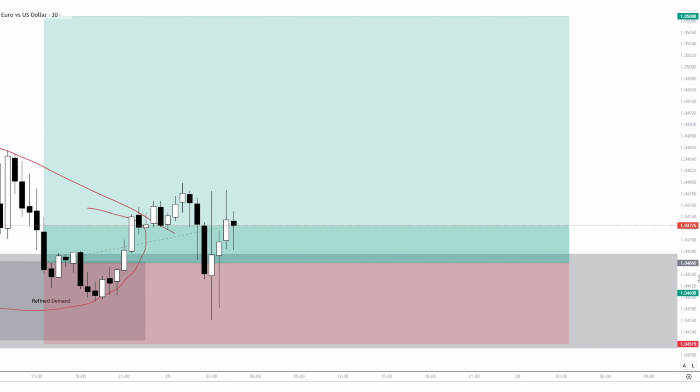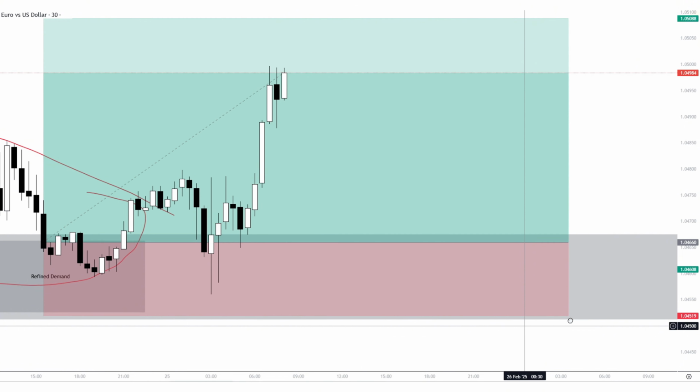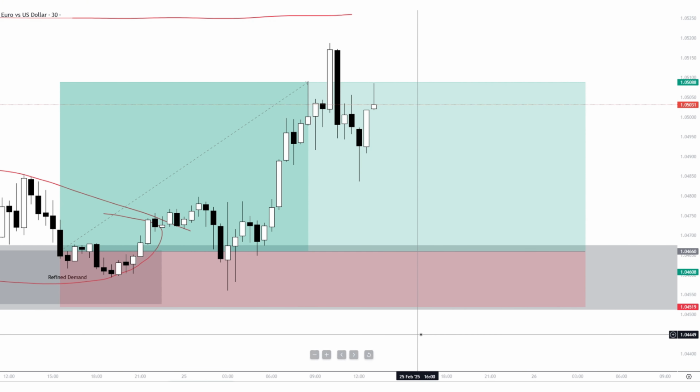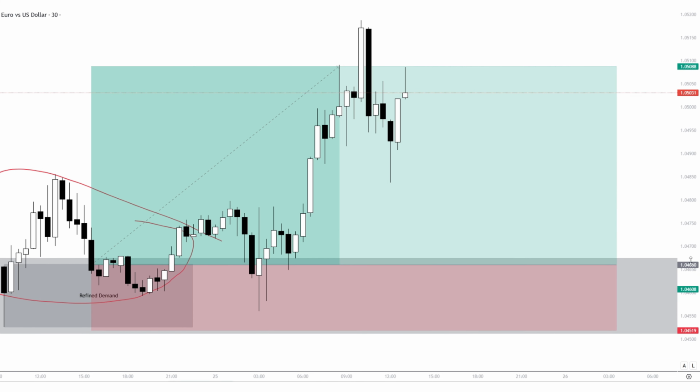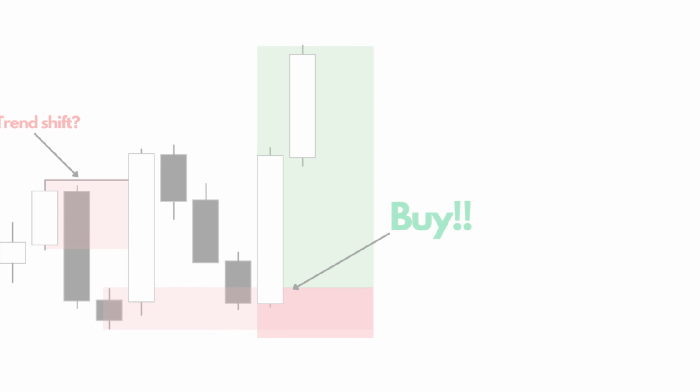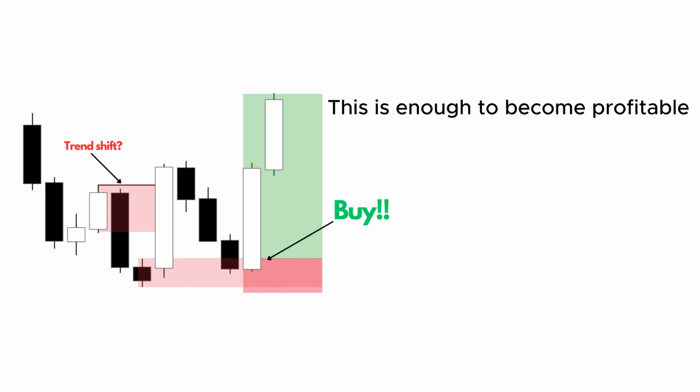Position got triggered, almost got stopped out with a wick. That is why having a smartly placed stop loss is important. And soon after the buyers took control, essentially pushing the market towards the highs and closing the position with a win.